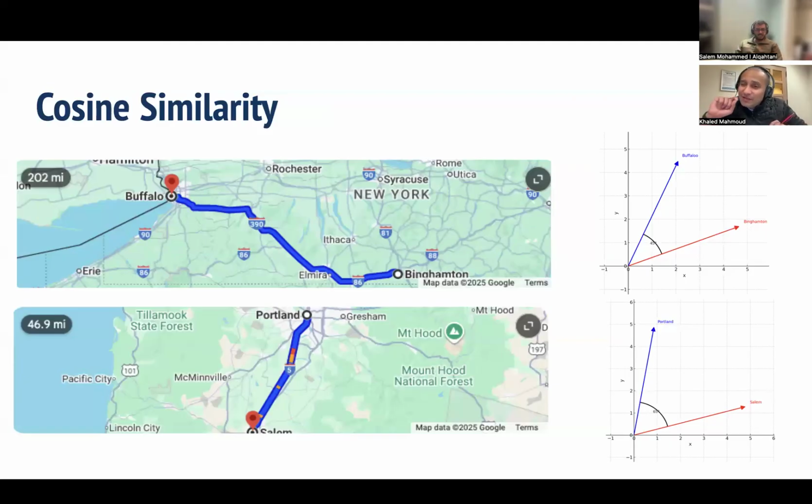Let me give a little bit more details here about why this analogy is so important. In recommender systems, for example, you have a product and another product, and they represent each product as a vector. Once you represent two products as vectors, like Binghamton and Portland, you can measure the angle between them and say these products are similar. If a customer bought the first product, I can recommend they buy the second product.